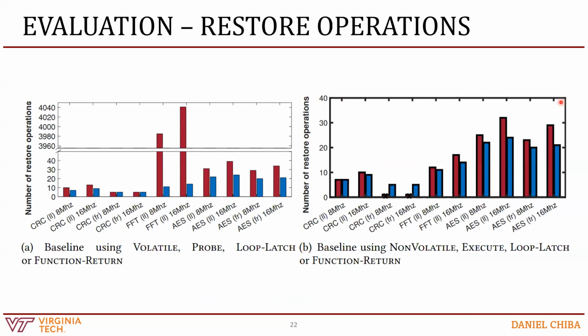And the final thing they measure is the number of restore operations. So this is kind of a good overall measure, right? Because the fewer times you lose power, the fewer restore operations you need, the faster you complete your overall computation. And so once again, these are the two same baselines as I mentioned earlier. Significantly fewer restore operations required for Alfred.